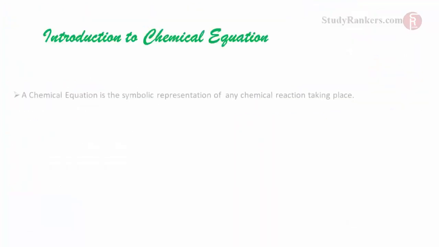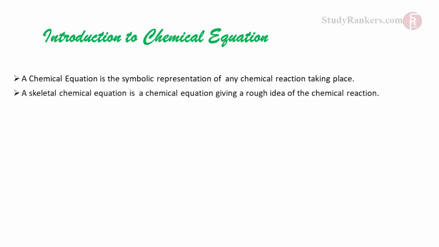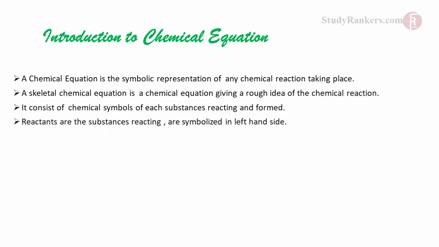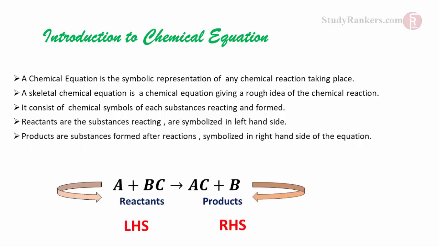A chemical equation is the symbolic representation of any chemical reaction taking place. A skeletal chemical equation is a chemical equation giving a rough idea of the chemical reaction. It consists of chemical symbols of each substance reacting and formed. Reactants, the substances reacting, are symbolized on the left hand side. Products, the substances formed after the reaction, are symbolized on the right hand side of the equation.